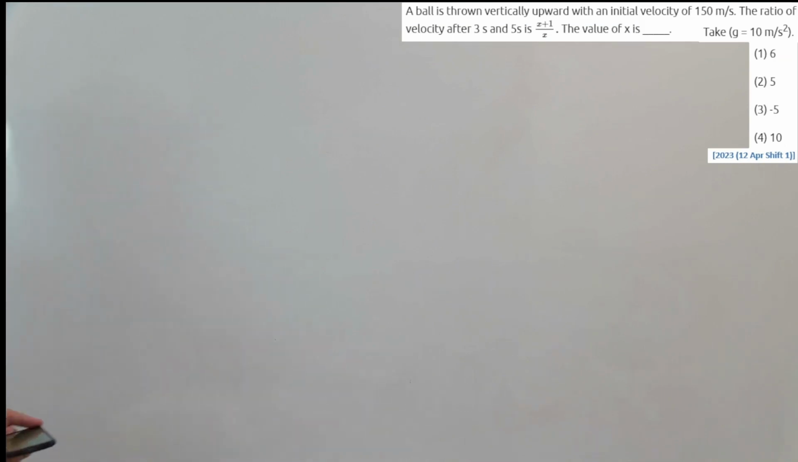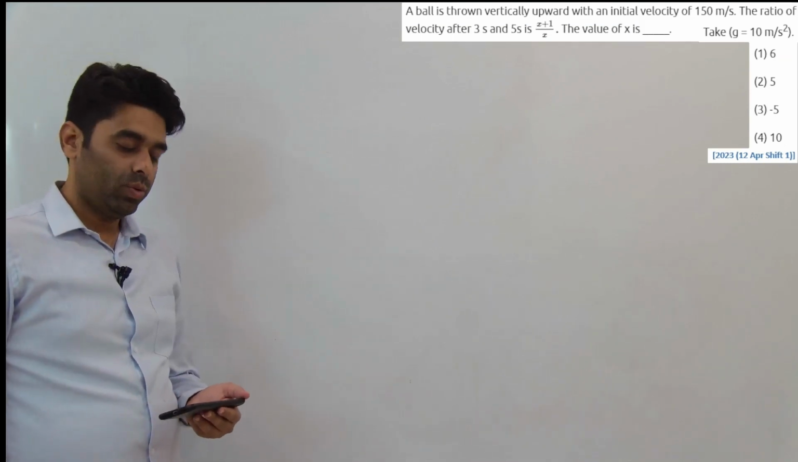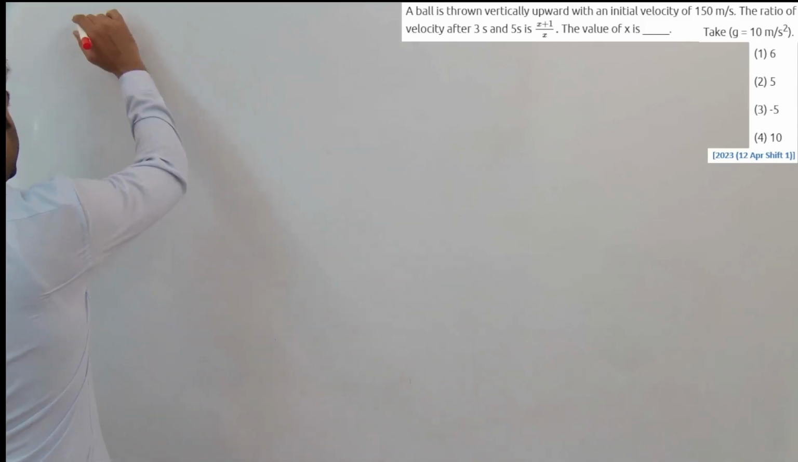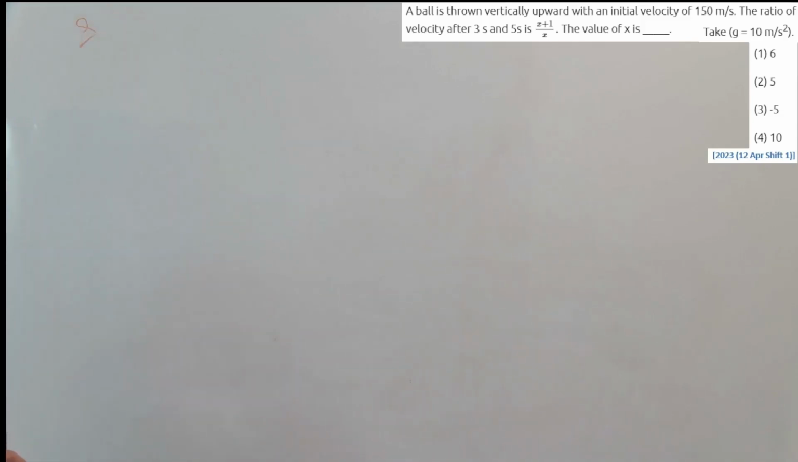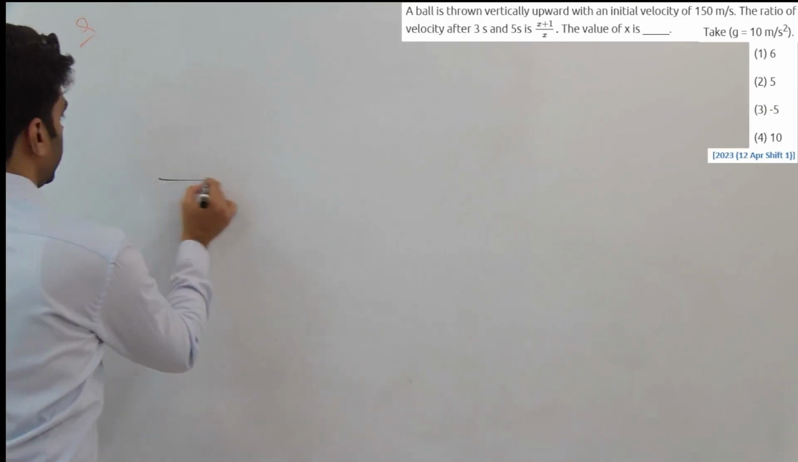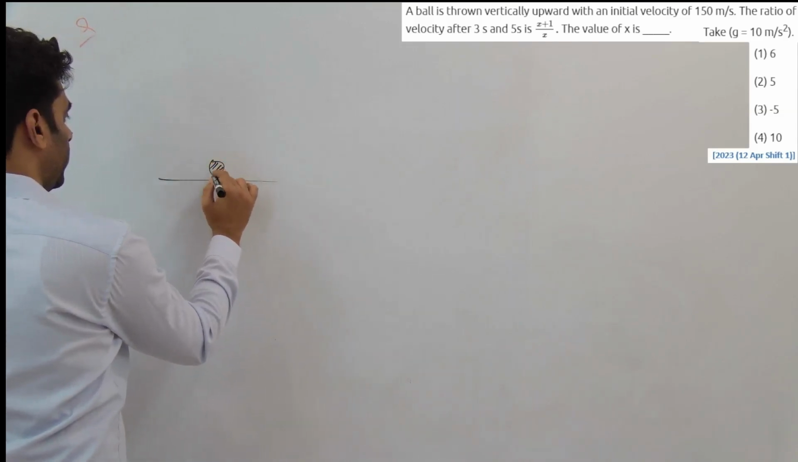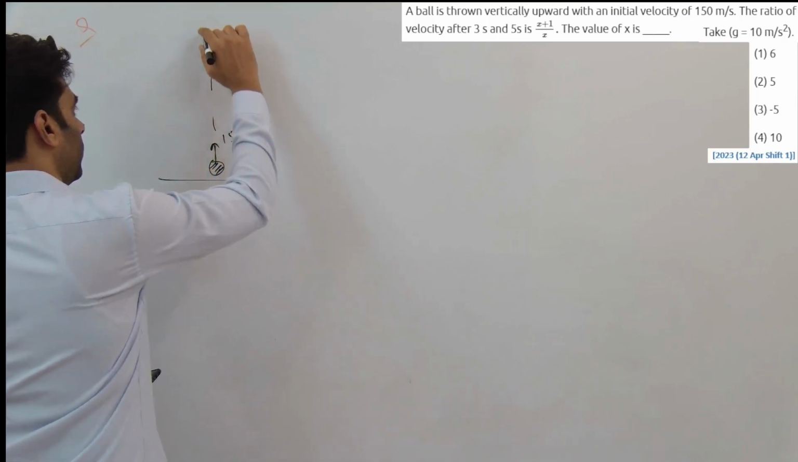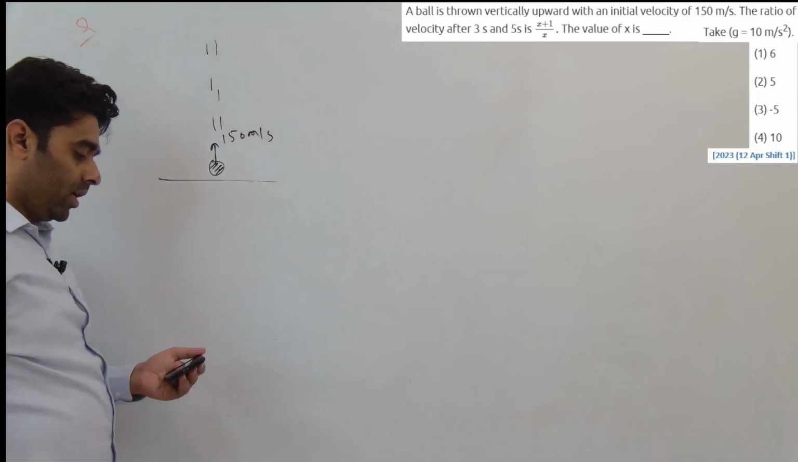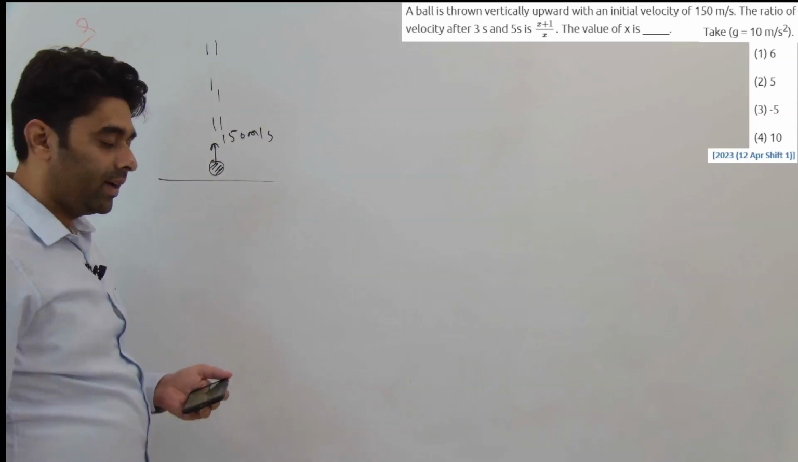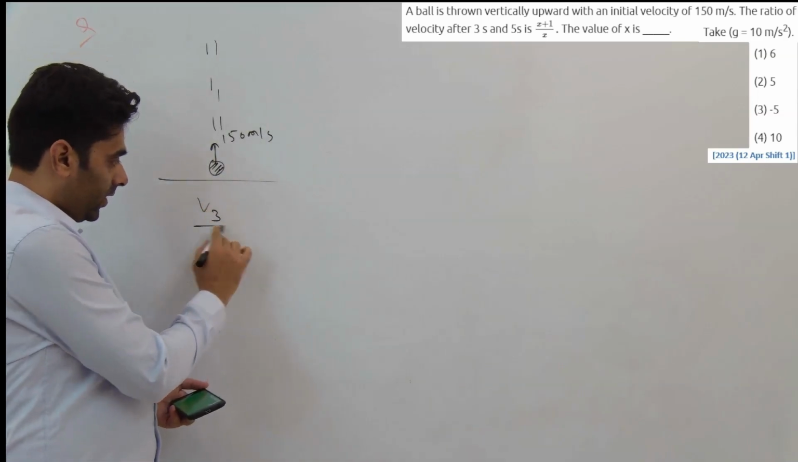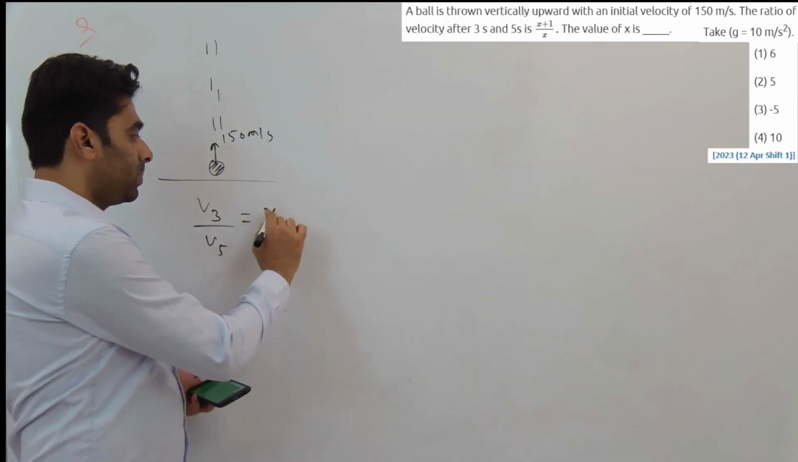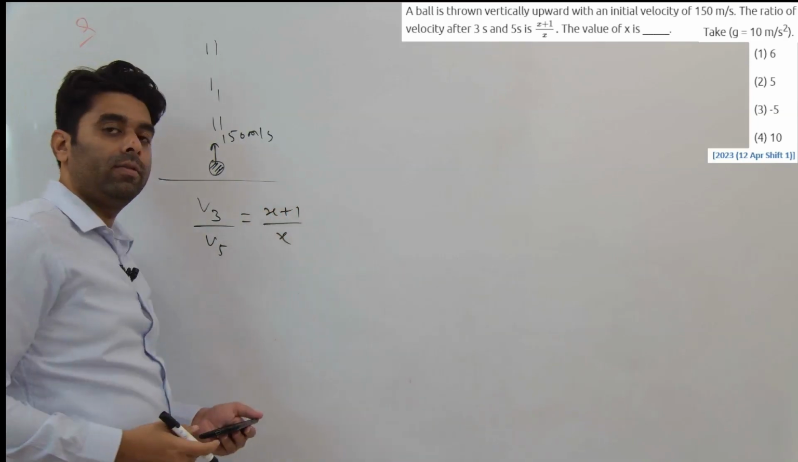Okay, so our next question says: a ball is thrown vertically upward with an initial velocity of 150 meter per second. Let's draw the situation. A ball is thrown vertically upward with a speed of 150 meter per second. It will go up and then fall down. The ratio of velocity after 3 seconds and velocity after 5 seconds is (x plus 1) by x. Find the value of x.